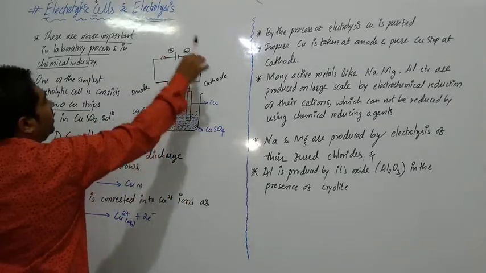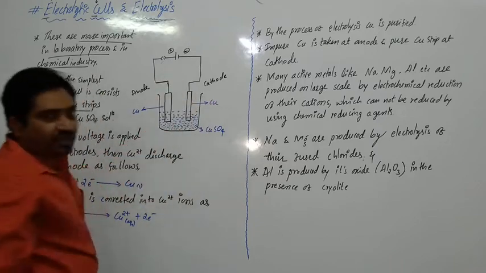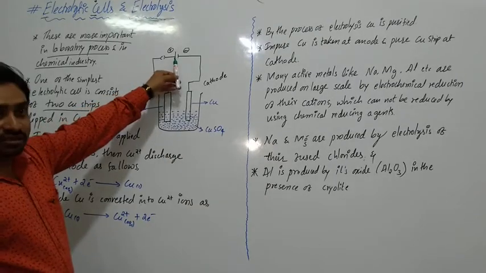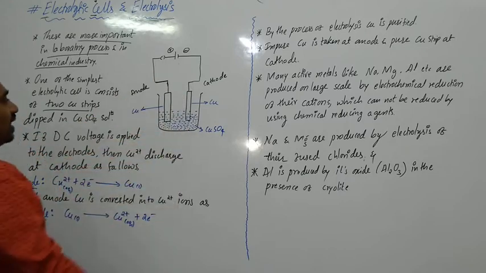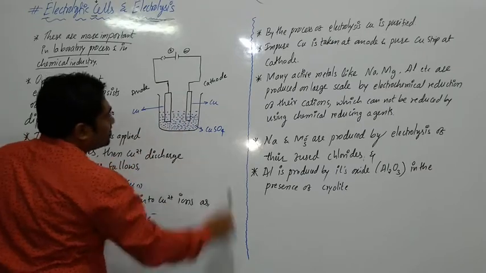These two are externally connected with a key and battery. So this is the current source. That battery is nothing but the current source. And here I have kept copper sulfate solution.